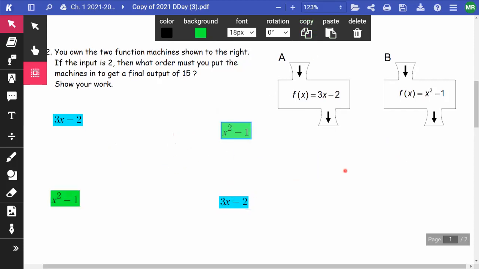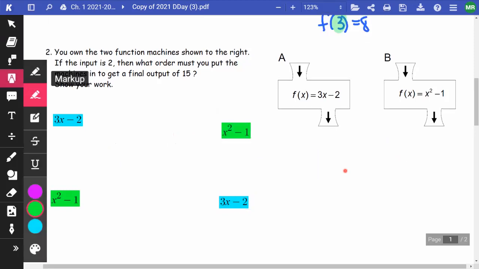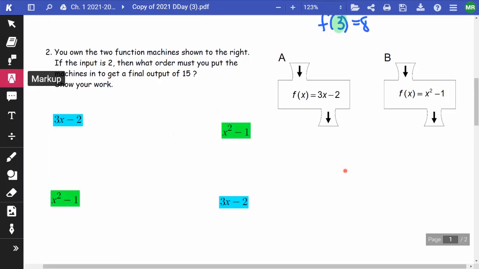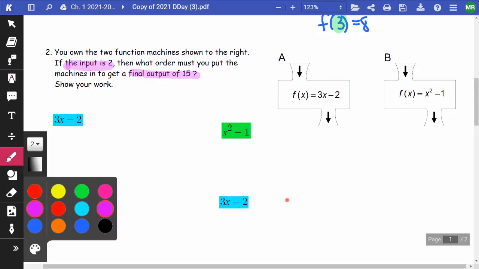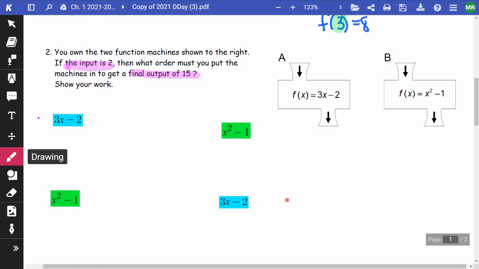Okay. So what they want us to do in this is they want us to have an input of 2 and we want a final output of 15, and we're going to put it into one machine and then the other. So what I'm going to do is I'm going to try A first and then B. If that doesn't work, I'm going to try B first and then A. So we'll see what works.